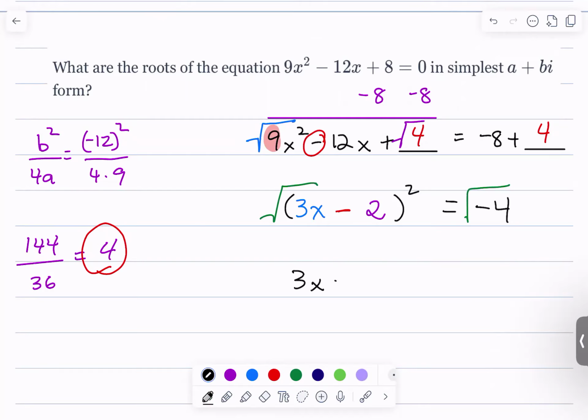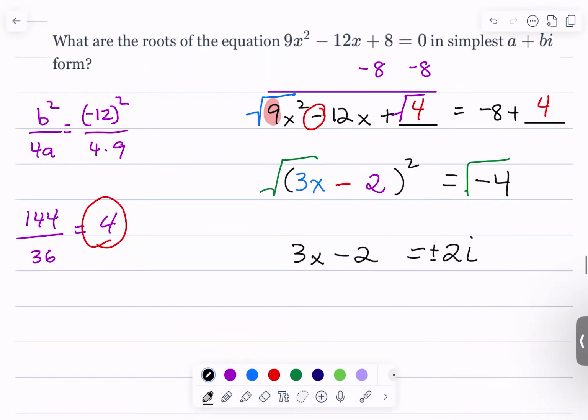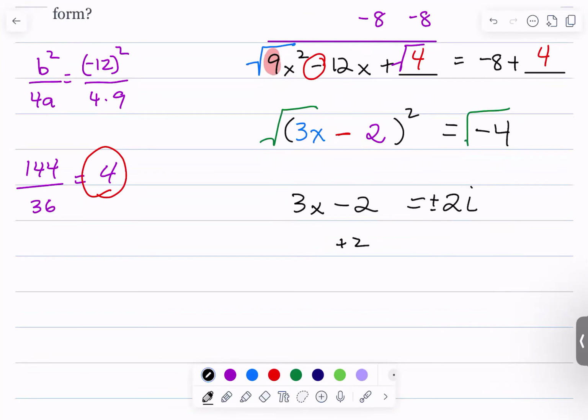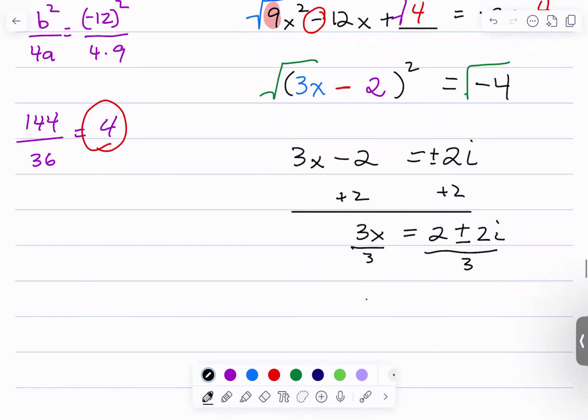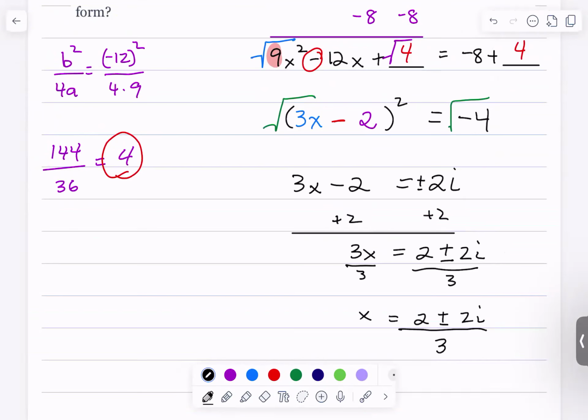So 3x minus 2 equals plus or minus 2i. Add 2 to both sides. So we have 3x equals 2 plus or minus 2i. And then just divide it by 3. Right? Taking the steps to solve for x. That is all we are doing here.